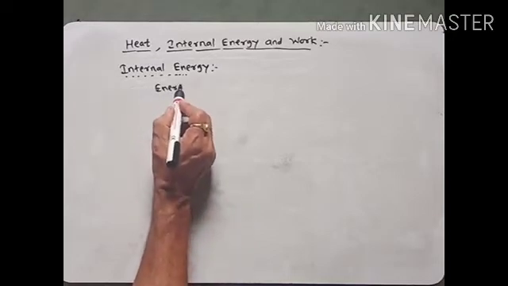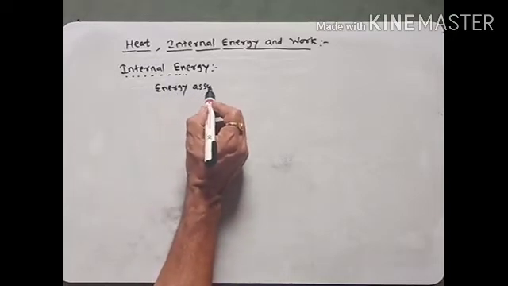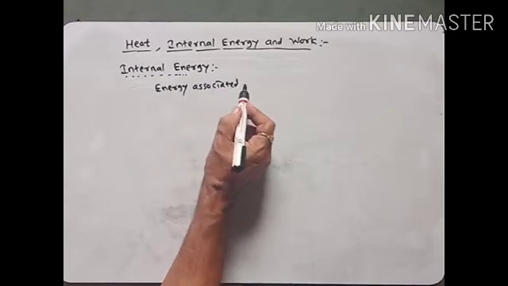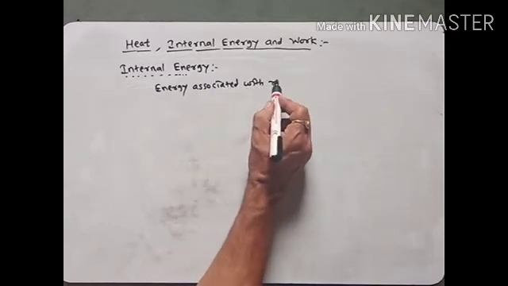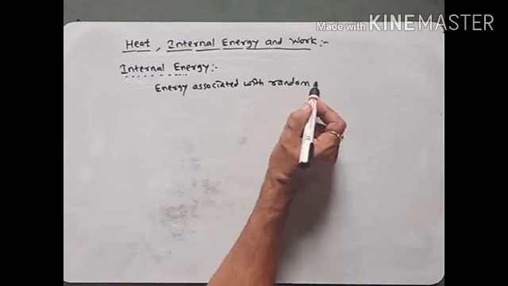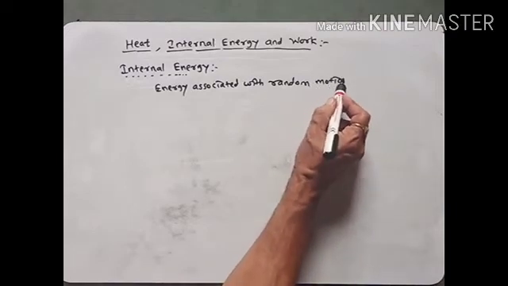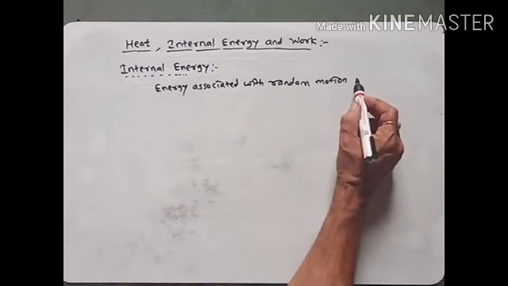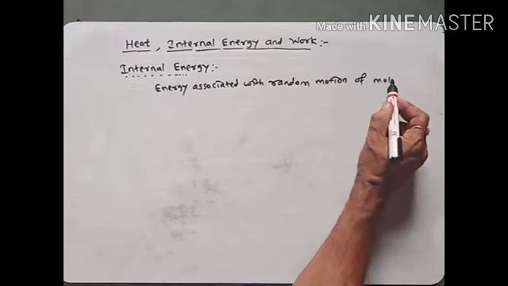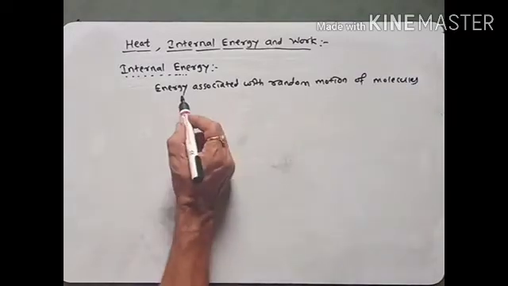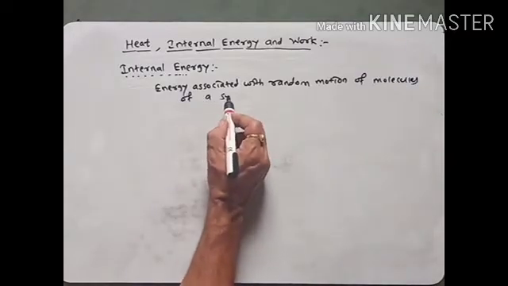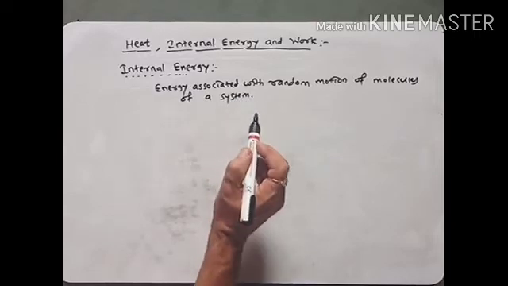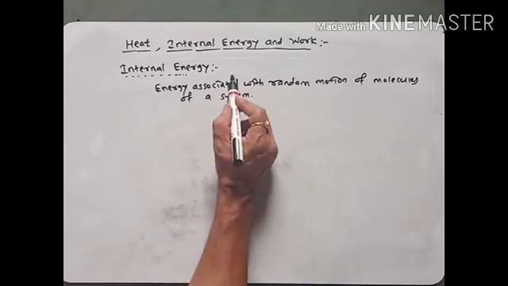Energy associated with random motion of molecules of a system, and this energy is always denoted by U.